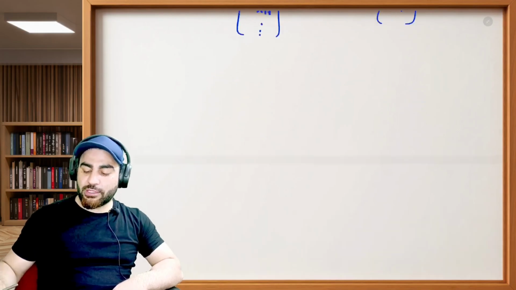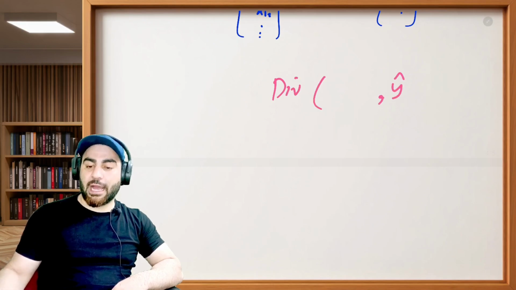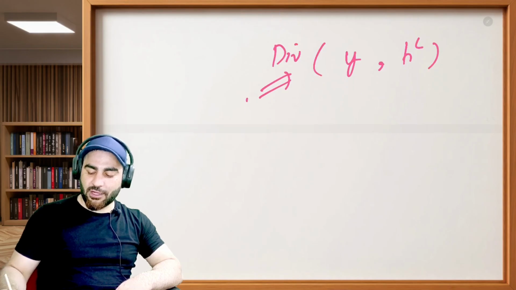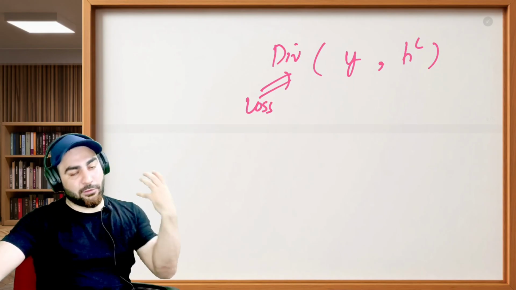And then what you do is you apply some divergence function, which we call the loss function. So the divergence of this prediction, which is HL in our case, and the real value, the ground truth. And this is your loss. You'll have to perform the backpropagation on this loss.